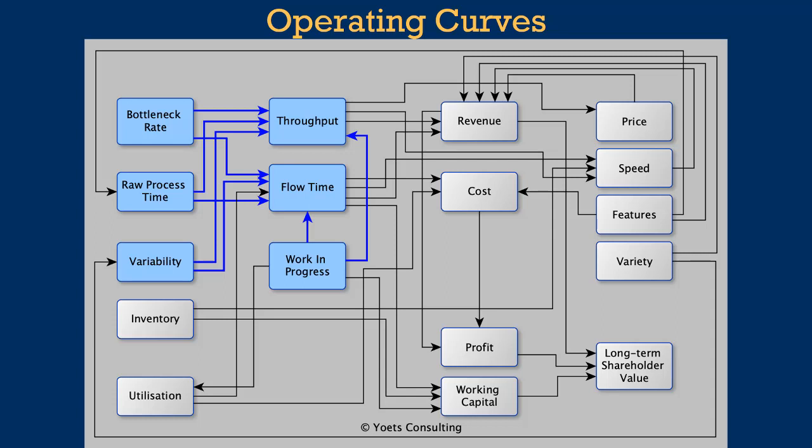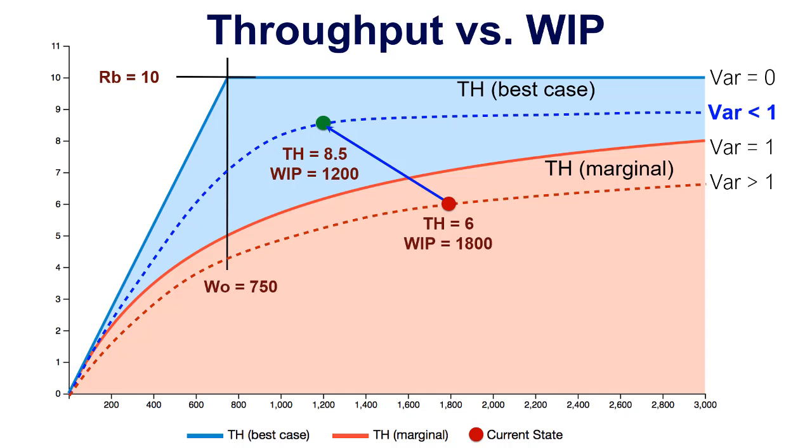Also, operating curves. Hardly anybody has known or heard of them, although they have been there in the lean body of knowledge for a very long time. This gives a relationship between throughput and work in progress.